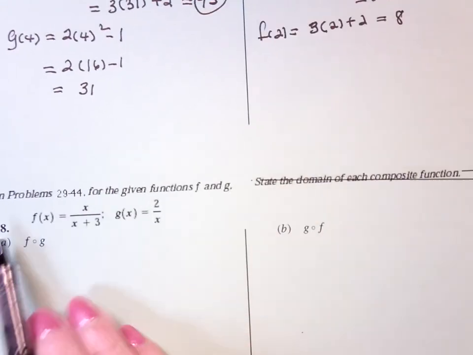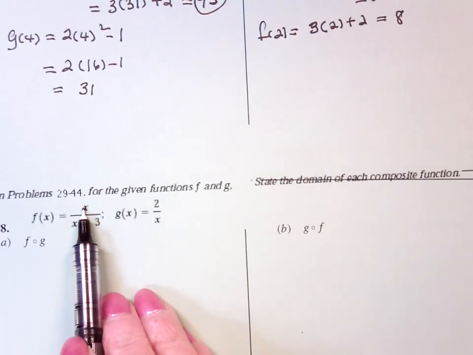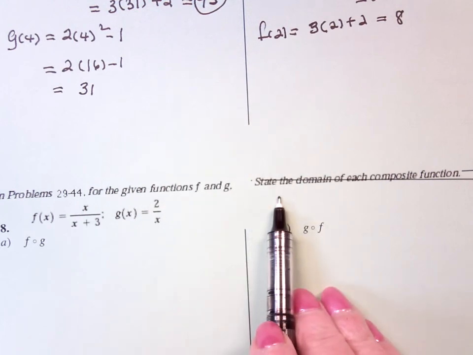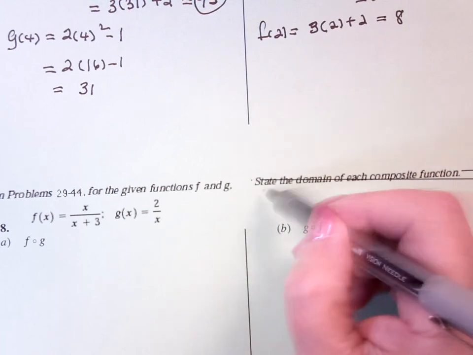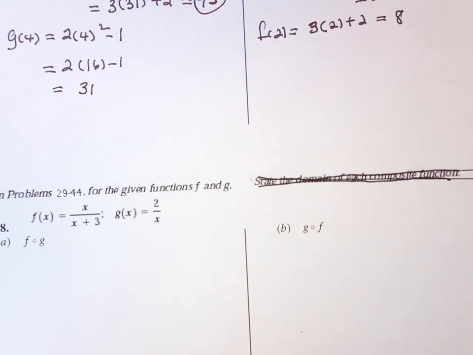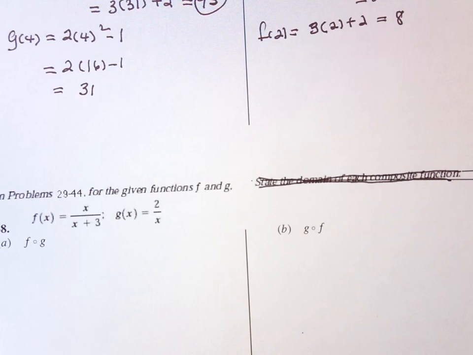Now, the description here says, in problems 29 through 44, for the given functions f and g, state the domain of each composite function. Just forget about doing the domain. You don't usually have to worry about that unless you're in upper division math classes. You don't worry about it even through calculus. At that point, you worry about the domain of the resulting function, not the domains of the original functions and what happens when they're composed. It's not worth our time in this class to spend on it.